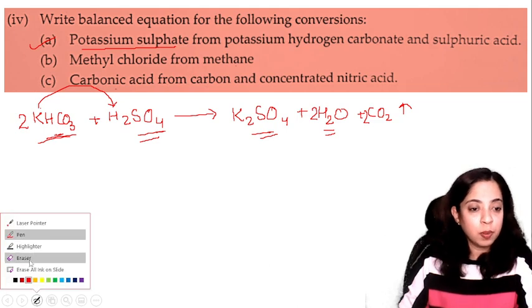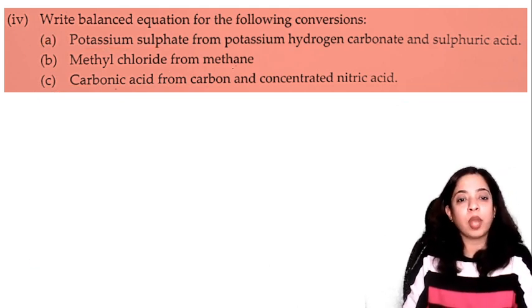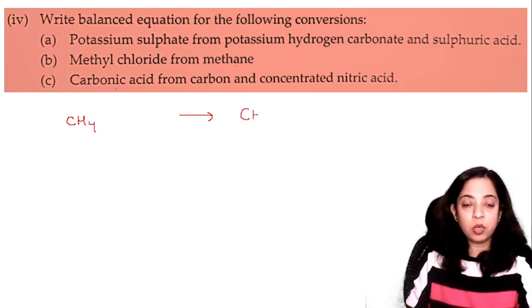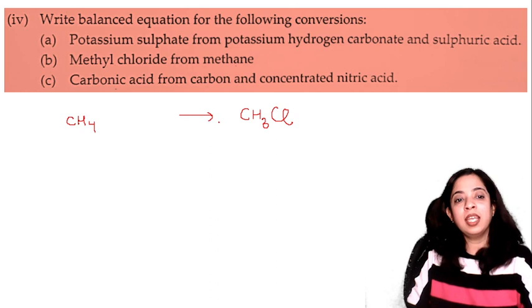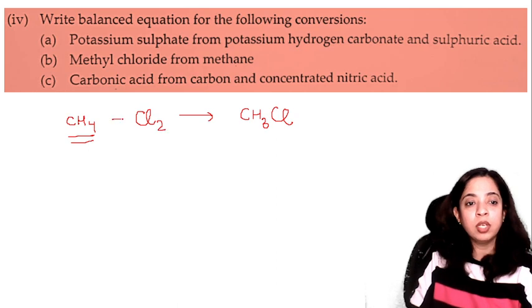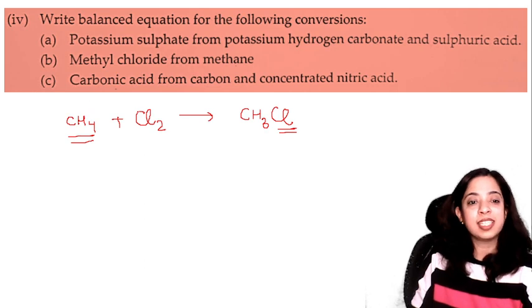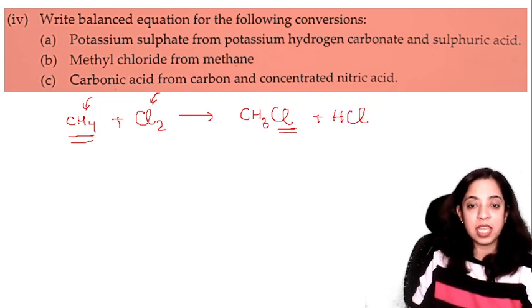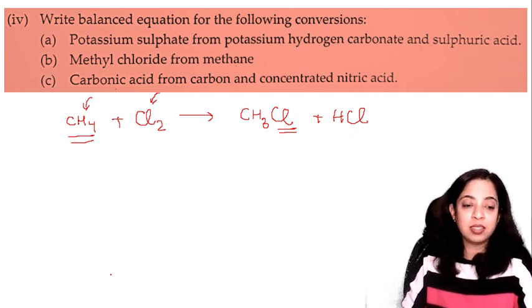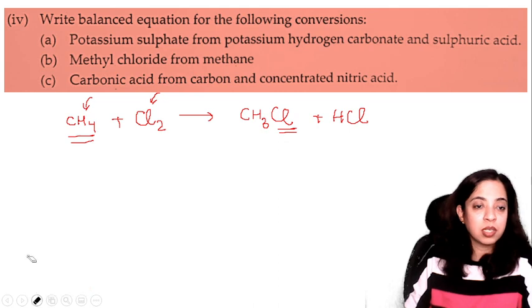Now let's do the next one, methyl chloride from methane. So from methane, methyl chloride, CH3Cl. Now nothing else is given. So from here, how will it be formed? It has to be reacted with chlorine. Then only this chlorine will come here, right? So CH3Cl is formed from here. H is remaining from here, Cl is remaining. So we will get HCl, and this is already balanced. So we get methyl chloride and HCl. Correct? Let's see the next.